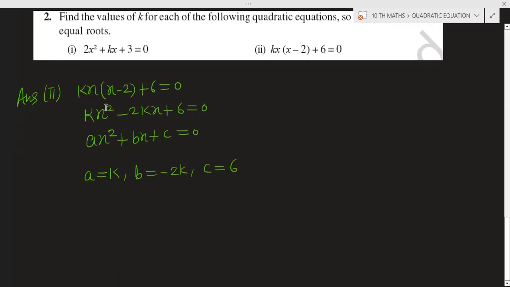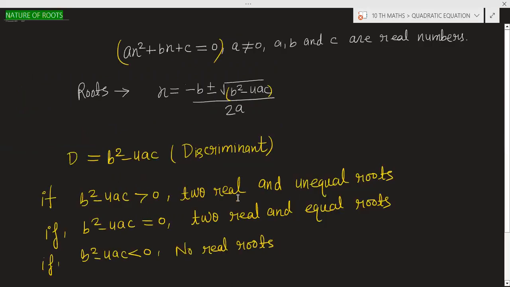Now they are saying equal roots. Equal roots means b square minus 4ac is equal to 0. If equal roots are there, I told you, then b square minus 4ac is equal to 0, two real and equal roots. So this is the condition.